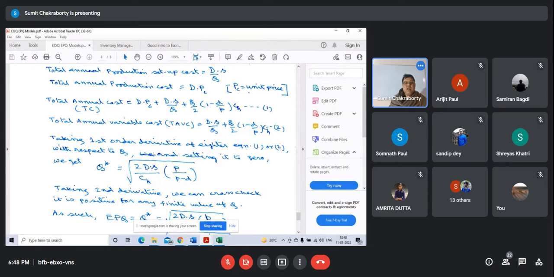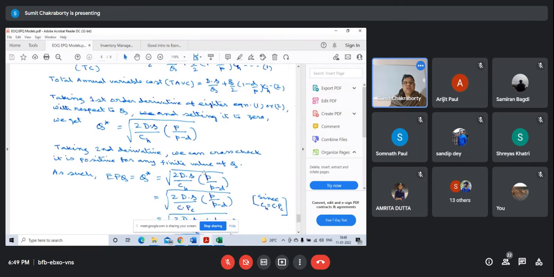All right. So now our aim is to minimize the total annual cost and total annual variable cost. Both are the same for minimization purposes, since DPC is a constant. So this constant will go out, and then the equation will stand like this. If we take the first order derivative, in order to minimize, and set it to 0, we get Q equal to square root of 2DS by CH or CPC multiplied by P divided by P minus D.